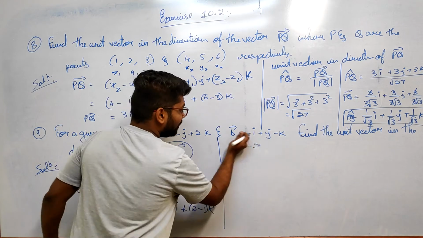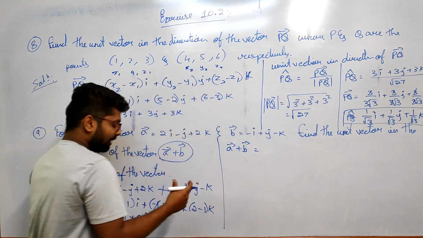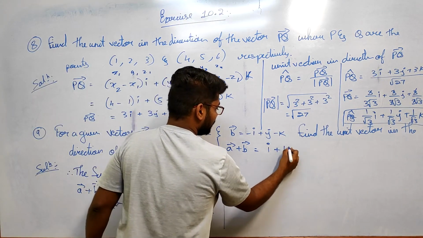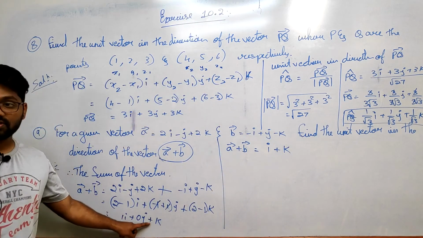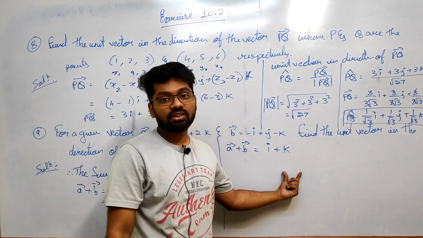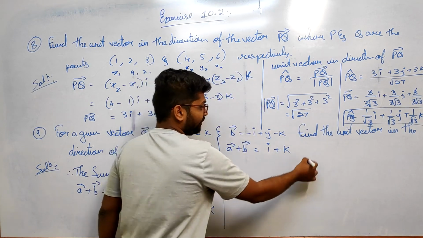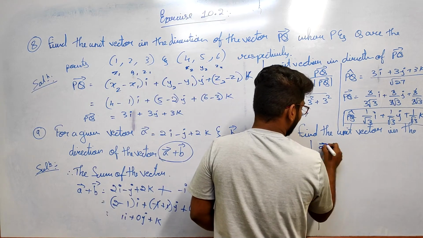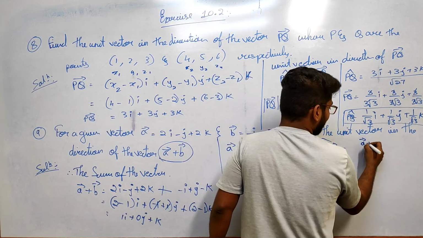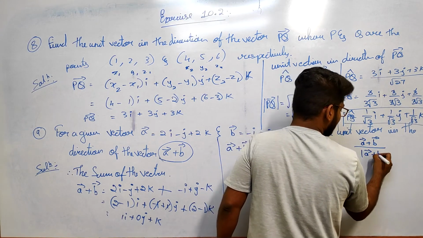So therefore the vector a bar plus b bar, after adding, what answer did we get? It is nothing but i plus k. j we have ignored because it is 0 over here. Now you have to find a unit vector for this vector. What will you do? What is the formula for the unit vector? We are going to take the cap of a bar plus b bar. So that will be a bar plus b bar divided by modulus of a bar plus b bar.